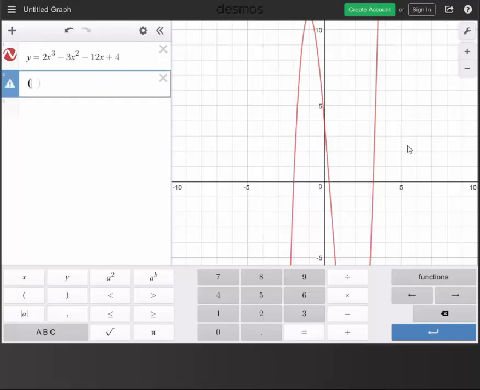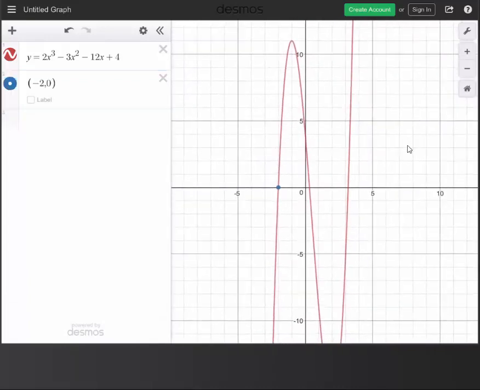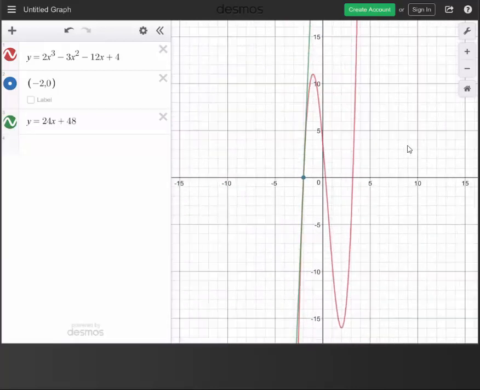So the point was -2, 0. Yes, there it is. You can already see that I'm going to have a tangent line that has a relatively steep slope. Let's go ahead and make sure that our equation was correct. So the equation that we came up with was y is equal to 24x plus 48. And there you have it.